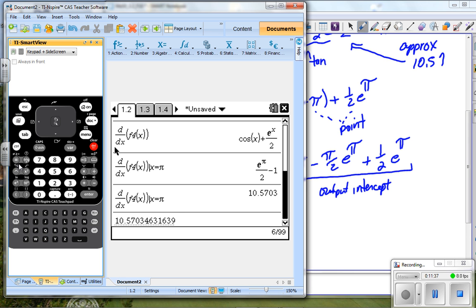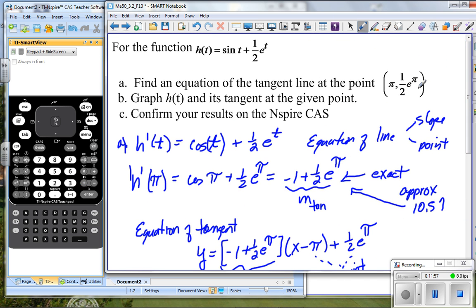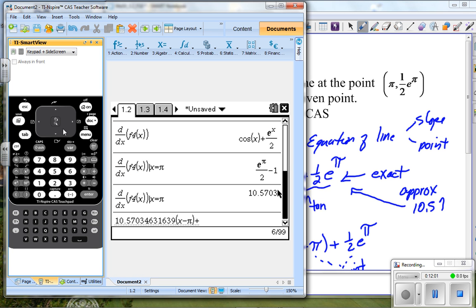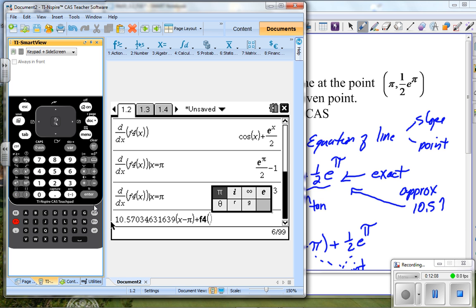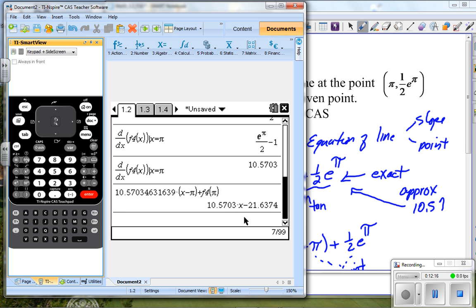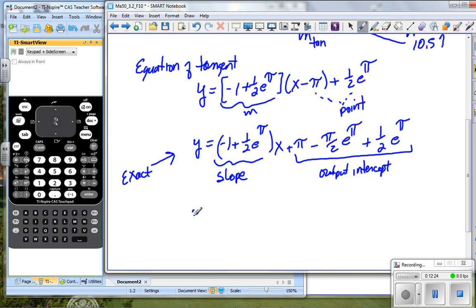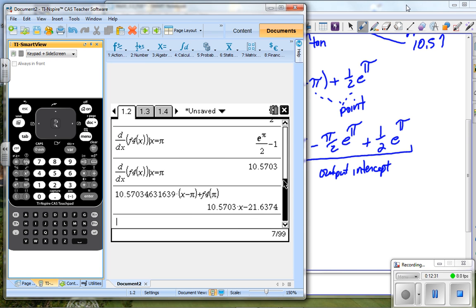Actually, let's do this. It's the slope times x minus the input at our point, which is pi, plus the output of our point, which is 1/2 e to the pi. So we can either do that, or we could say f4 of pi, because if we put pi in, we should get the 1/2 e to the pi. And we press enter. This now is the approximate value of our line. So 10.57x minus 21.64.